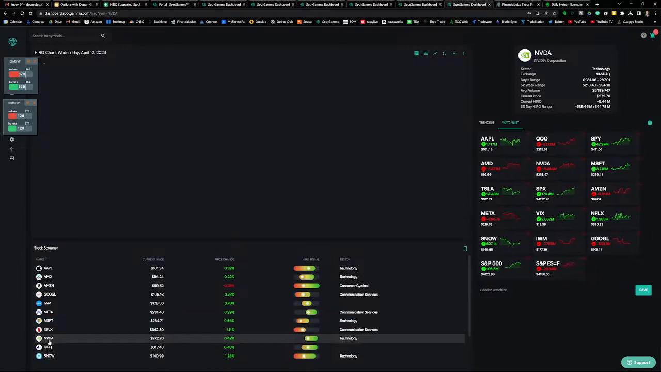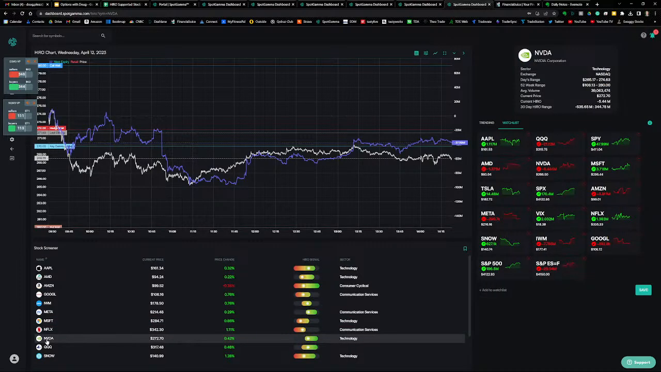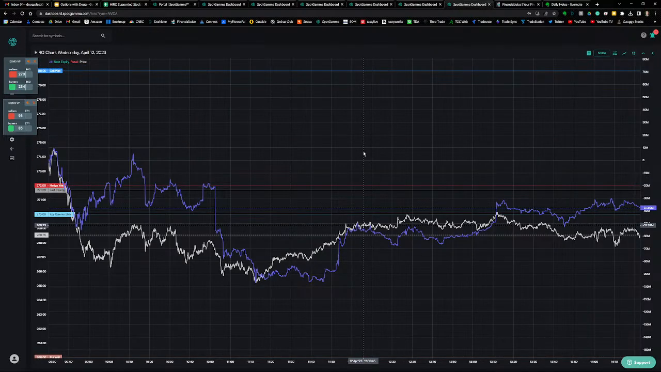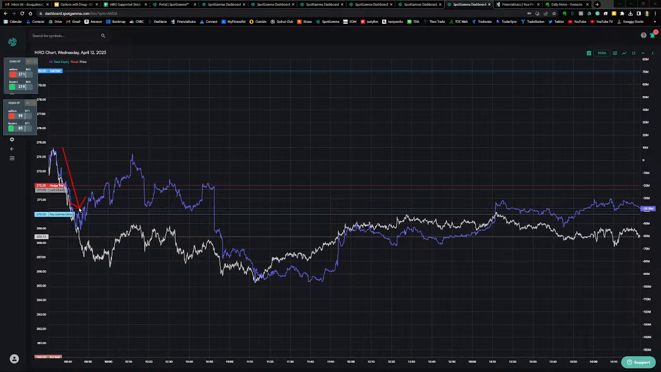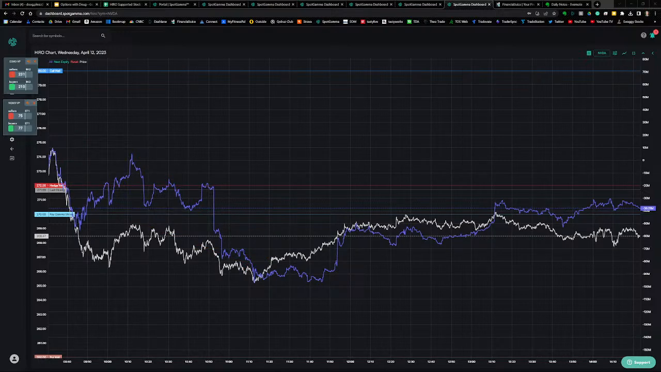Let's take a look at NVIDIA. And confirmation short, first thing in the morning. Traders taking negative delta options positions. And price moves up slightly, then they start taking negative delta positions and price moves lower again. Let's go take a look at Bookmap.